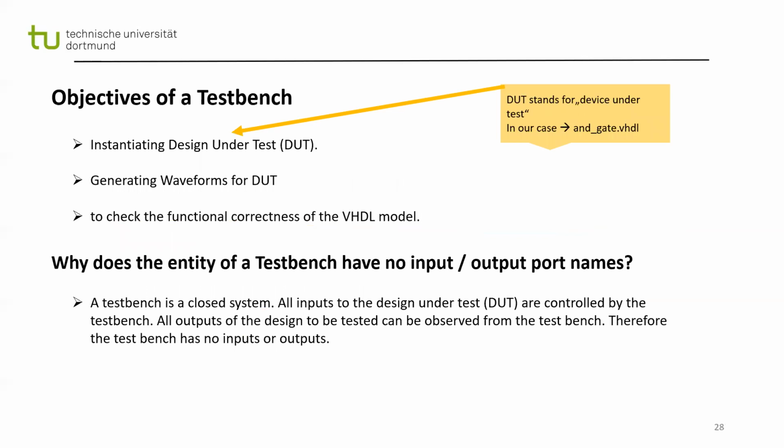We also have something called a port map, and we also have signals. The main objective of a Testbench is to instantiate the design under test, DUT. DUT stands for design under test, and in our case, it refers to the andgate.vhdl that we discussed in the previous video.